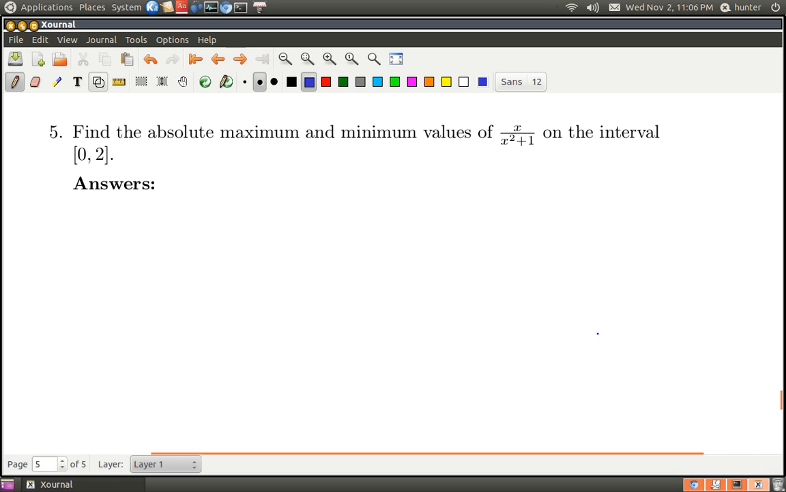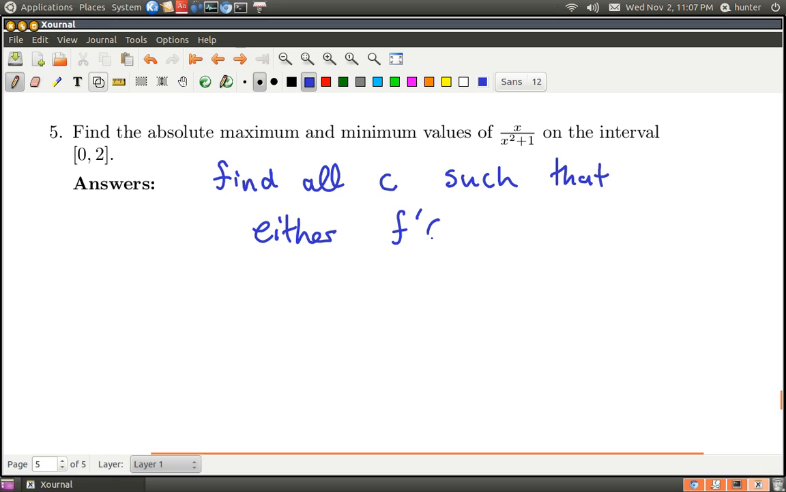This method is pretty easy. The method has a couple parts. The first thing we need to do is find all critical numbers. Find all C such that either f prime of C is 0 or f prime of C does not exist.